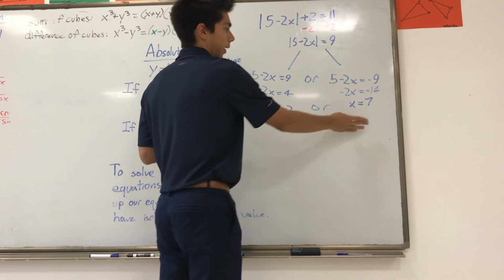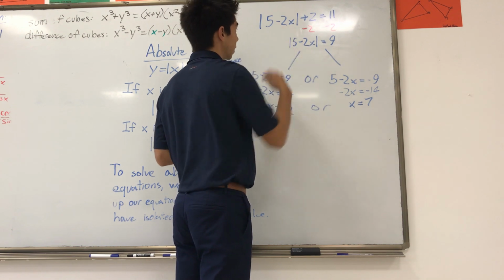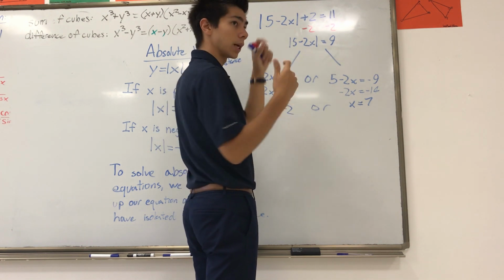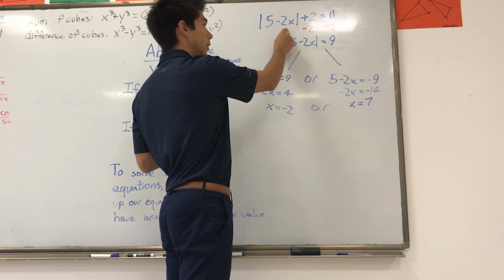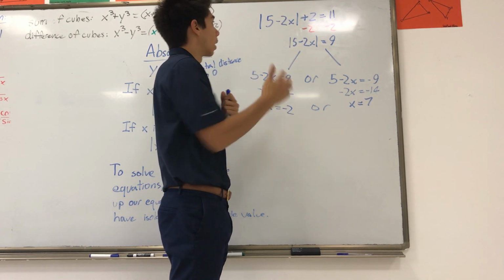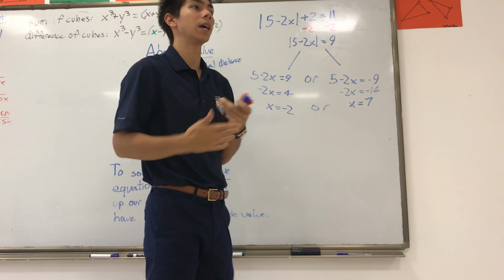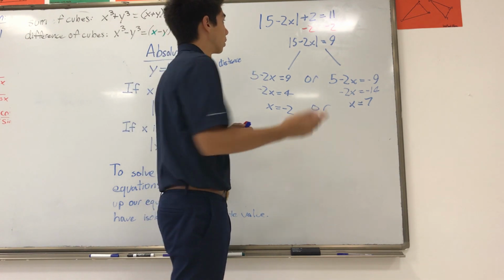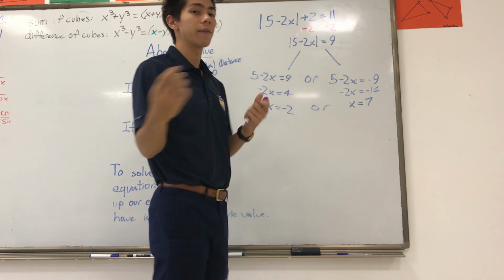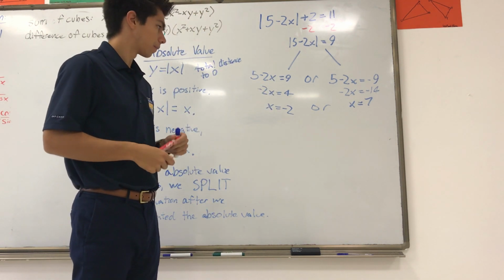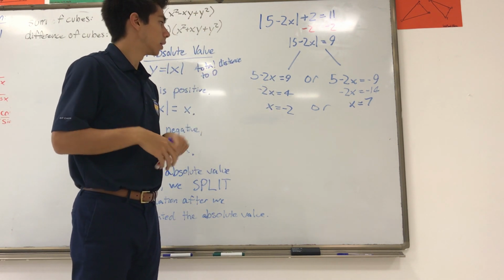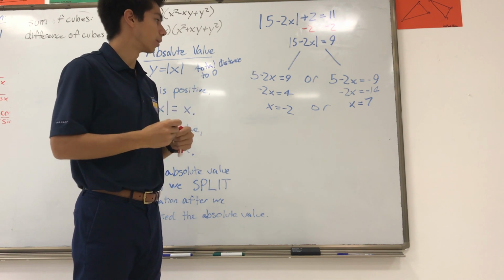We're good. We can check this one by plugging 7 into the equation. So I have 5 minus 2 times 7. So 2 times 7 is 14. So 5 minus 14 is negative 9. I want to take the absolute value of negative 9, which is just 9. So I have 9 plus 2 equals 11, which makes perfect sense. We found both of our solutions, and so we have successfully solved this equation.